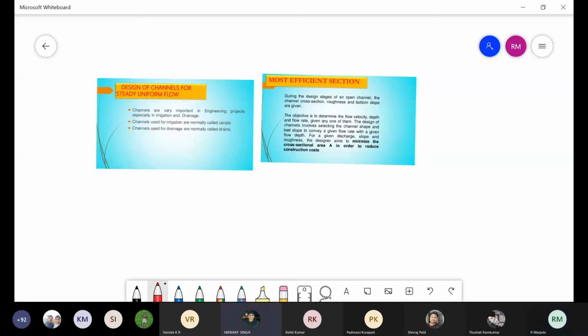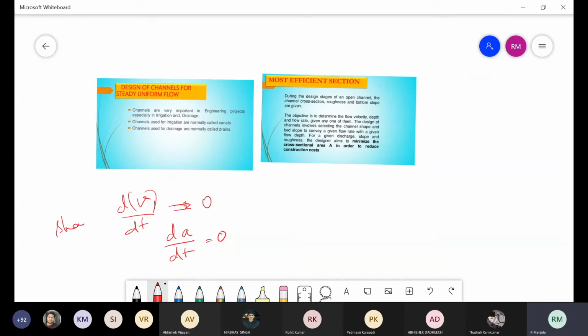Can anybody answer what is a steady flow? Steady flow is where the characteristics of the flow, like velocity, do not change; they are constant with respect to time. Yes. ∂V/∂t is going to be 0. Then it is a steady flow.